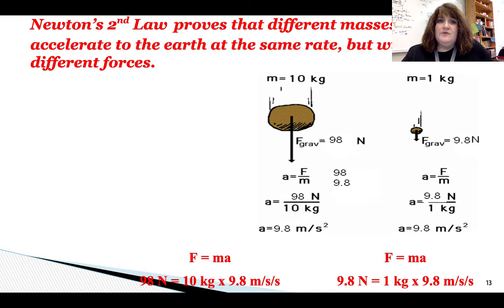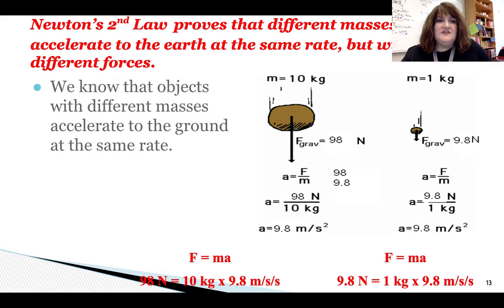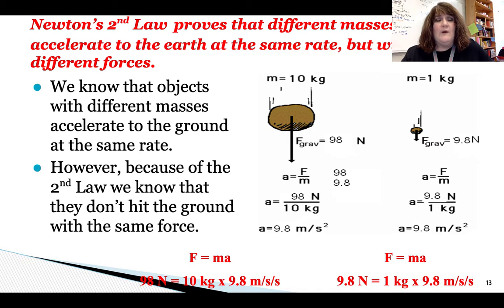Newton's law proves that different masses will accelerate to the Earth at the same rate, but with different forces. The force of a 10 kilogram rock and a 1 kilogram rock are not the same, but the acceleration is the same. Okay, the acceleration is the same. Different objects with different masses accelerate to the ground at the same rate. However, they don't hit the ground with the same force.